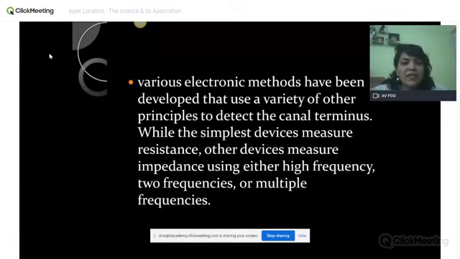Various electronic methods have been developed that use a variety of other principles to detect the canal terminus. The simplest devices use resistance, and of course, the more recent generations use impedance. They use either high frequency, sometimes they are based on ratio method where they are using 2 frequencies, 5 frequencies, multiple frequencies. So when you take an average of all this, you always come closer to a more accurate value.